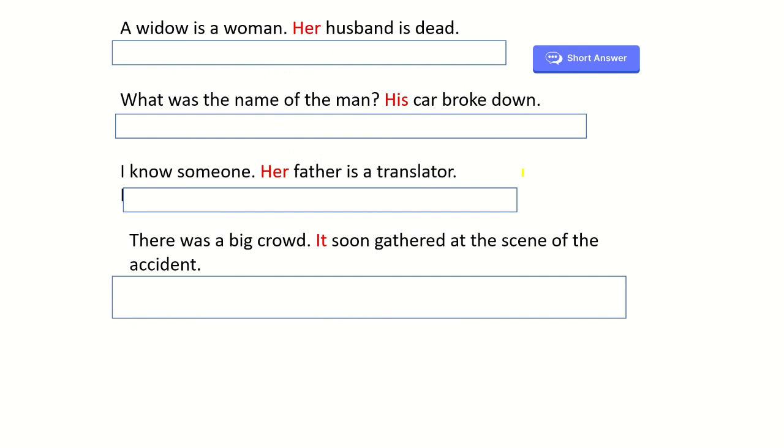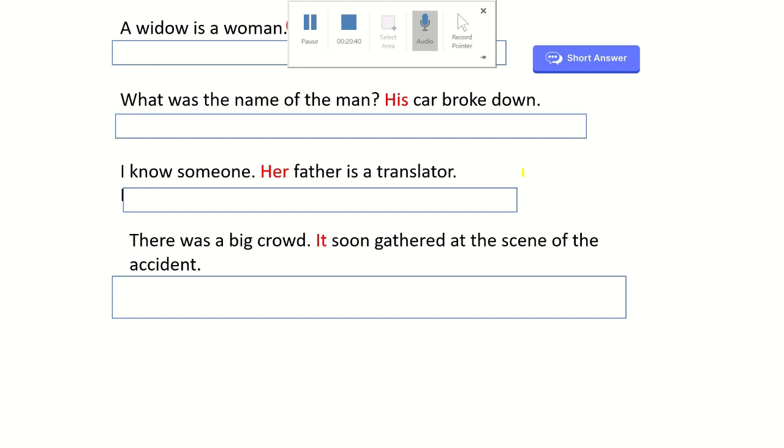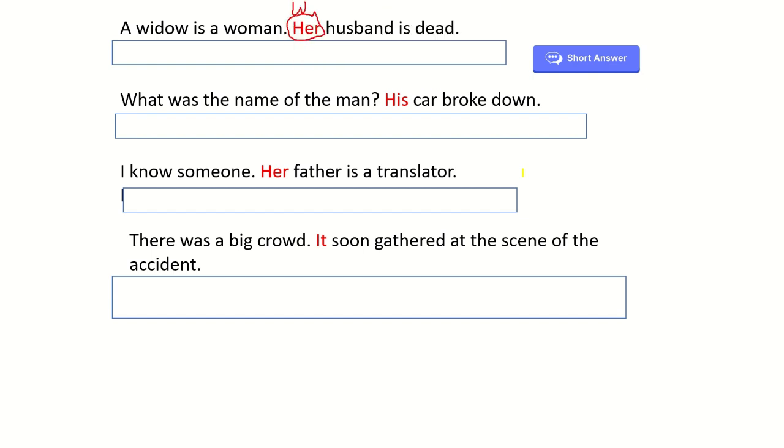Extra examples here. A widow is a woman. Her husband is dead. Now here I'm not talking about a widow. I'm talking about her husband. So I have possession here, mulkiya. So instead of her, I use whose. A widow is a woman whose husband is dead.